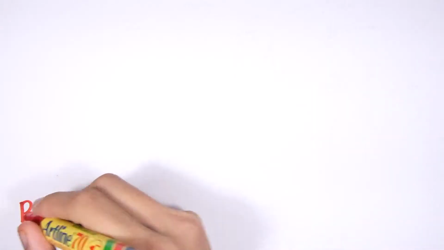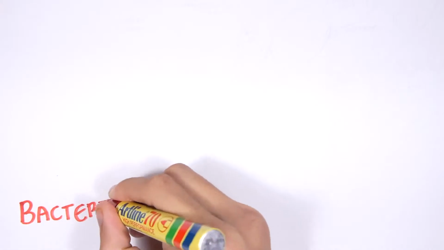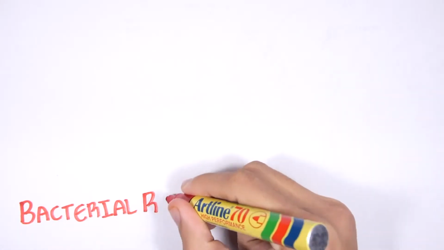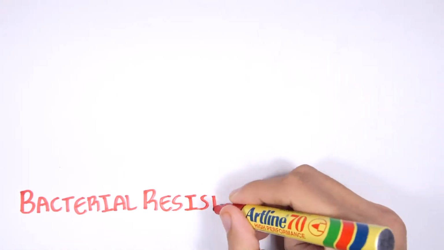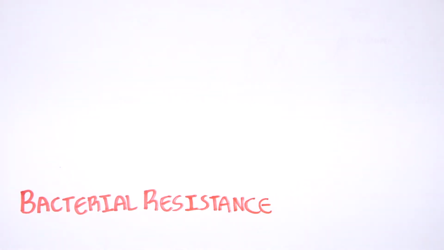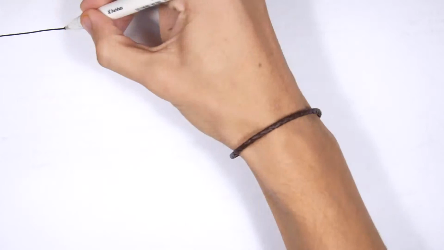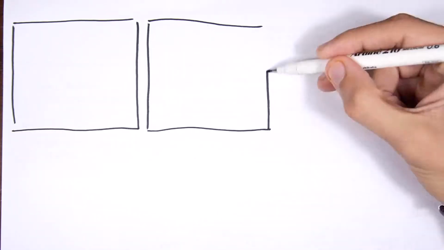So, in this video, we will investigate bacterial resistance to antibiotics. Basically, how some bacteria are resistant to antibiotics and how they acquire such resistance. Let's start by looking at how bacteria can be grouped.